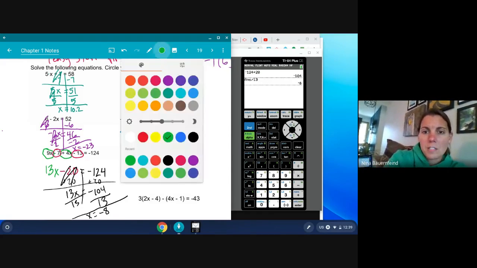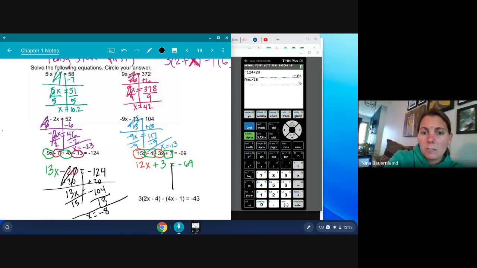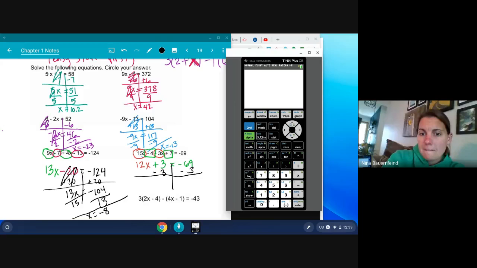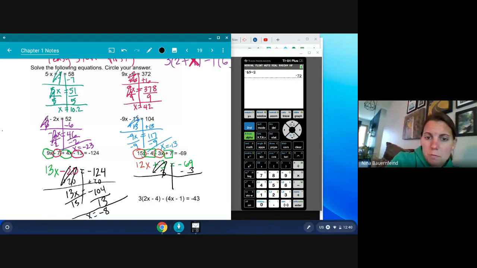And then from here, it's the same thing. You drop your line and solve. So you would get 12x equals -72. And then our last move is divide by 12. X equals -6.